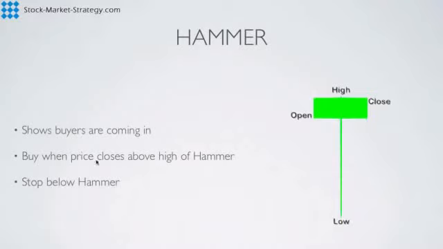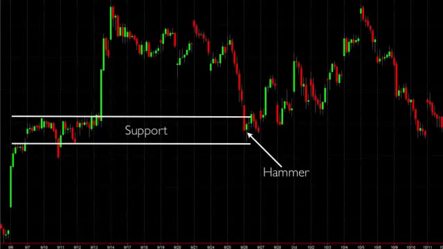You buy it when price closes above the hammer. That means the next candlestick closes above the high of this hammer, and the stop will then be below the hammer. Let me show you on a chart how that looks.